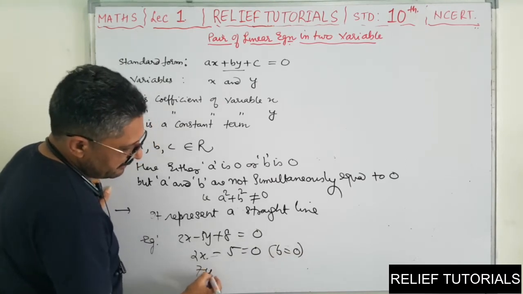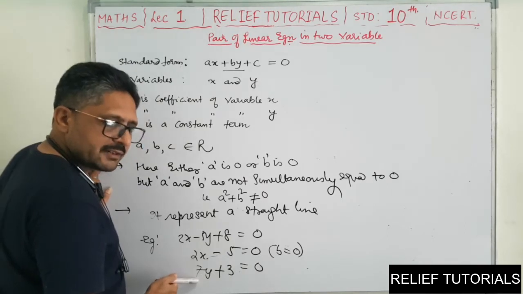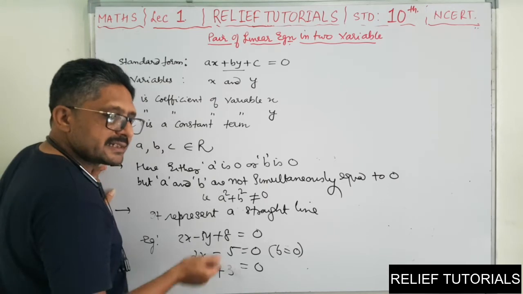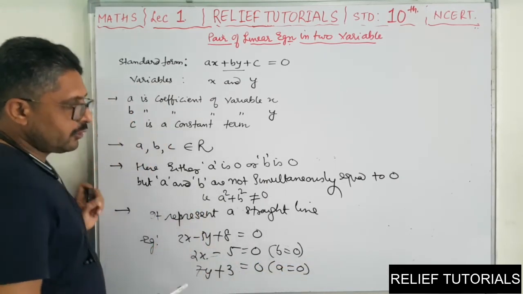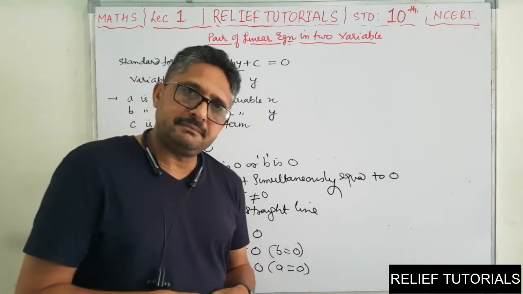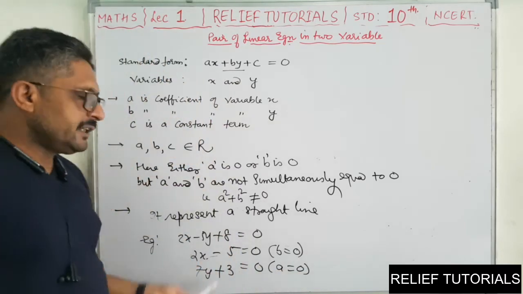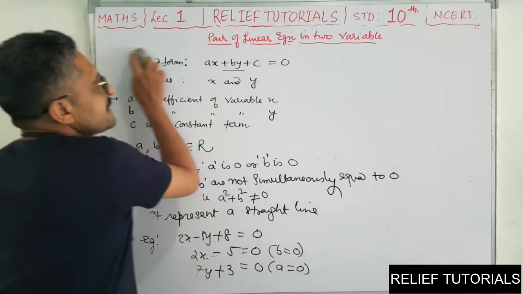We can say 7y minus 3 is equal to 0. This is also a linear equation in two variables. Here we don't have the variable x, which means its coefficient is 0. That is, a is equal to 0. So all these are examples of linear equations in two variables. Have you got it, friends? So this theory you have to note down. Okay, that's quite important.